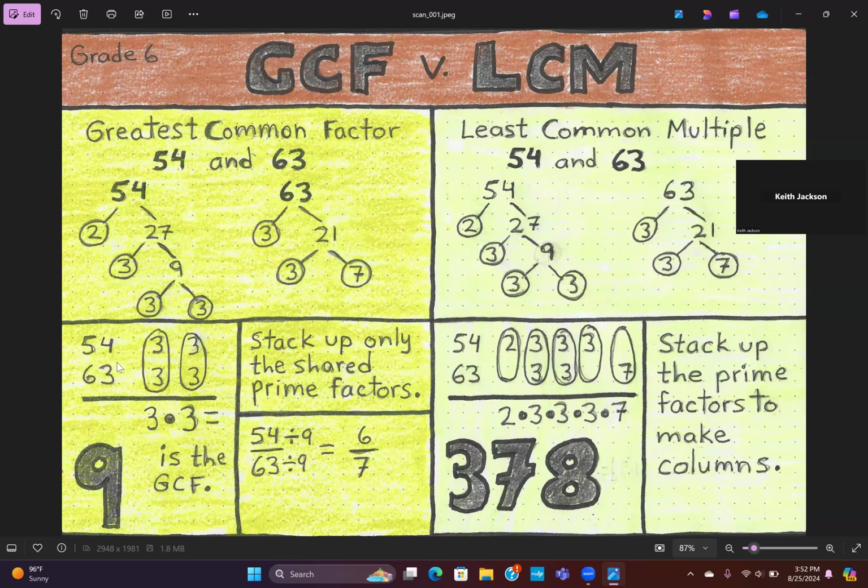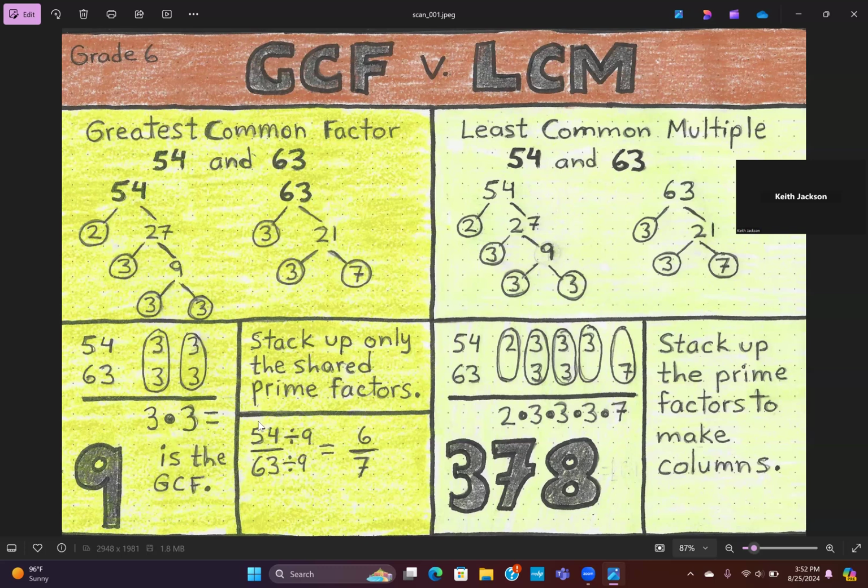And for 63, we're going to write the two threes that 63 has right here. And we're going to stack them one on top of one another, creating these two columns. And then we're going to bring down that 3 here, and then we're going to bring down this 3 here, knowing that 3 times 3 will give us 9, and 9 is our greatest common factor for 54 and 63.